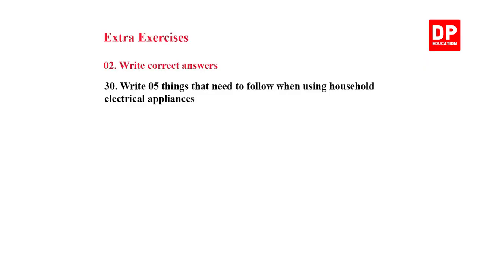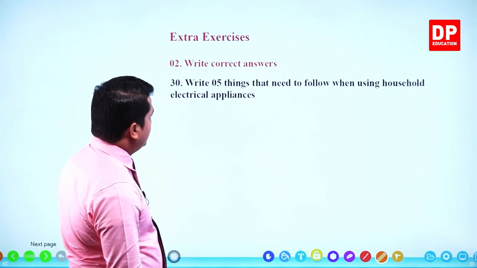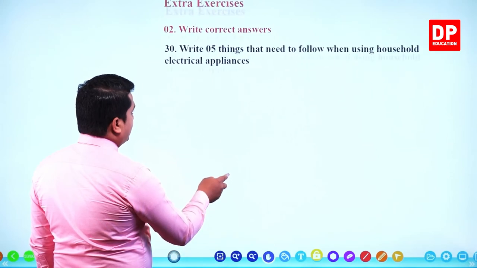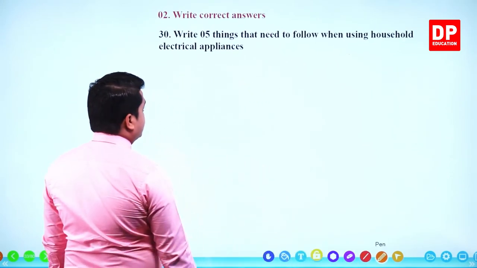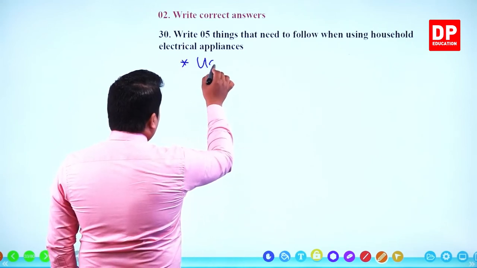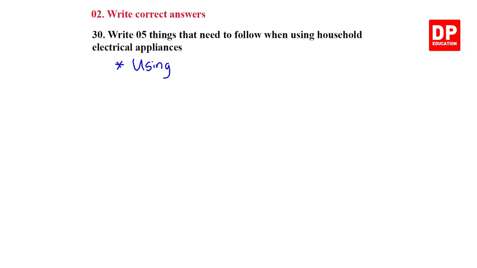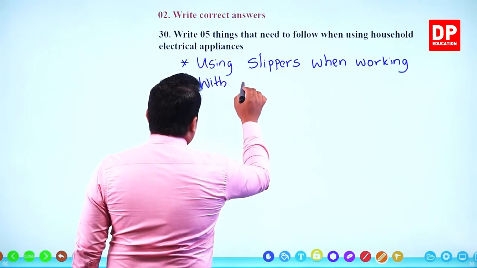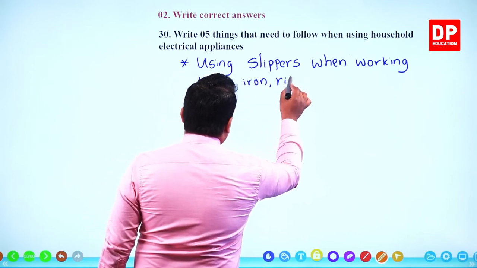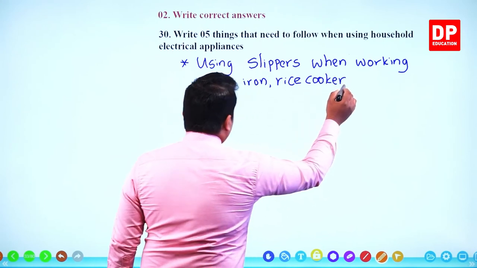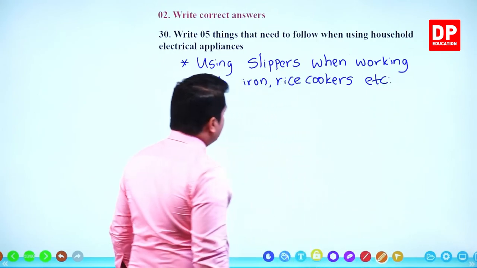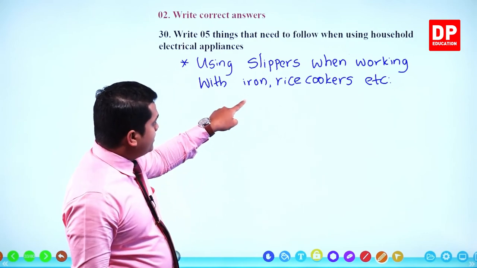Then the 30th question. Write 5 things that need to be followed when using household electrical appliances. Number 1. Using slippers when working with iron, rice cookers, etc.